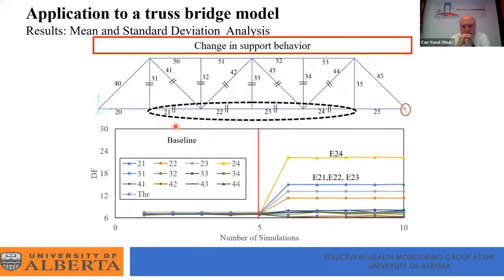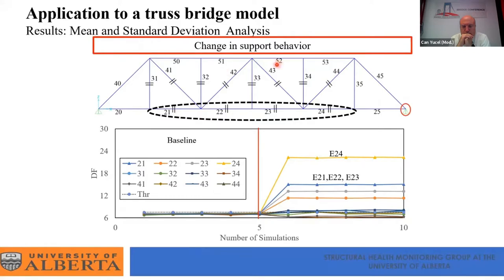Here is another example, which shows the effect of change in support behavior. In this case, the right support was supposed to be a roller, but it behaves with a longitudinal restraint. Therefore, it becomes a pin support. When that happens, it affects the entire structure. It is a very severe damage.